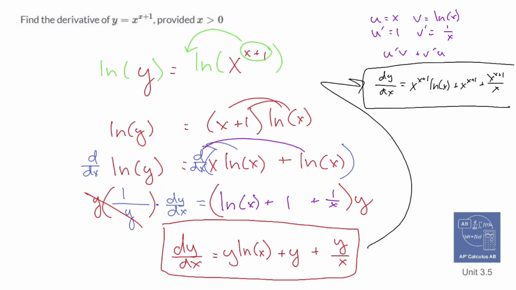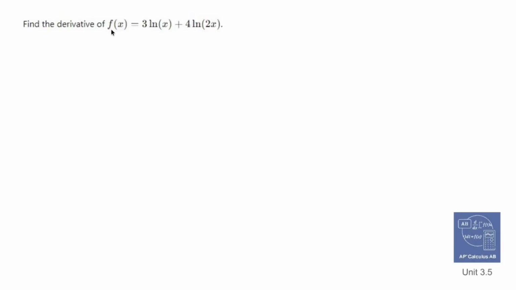I like them both, but maybe this guy's a little bit better. Find the derivative of f of x equals 3 ln of x plus 4 ln of 2x. Now you might be looking at this and saying, oh, that's not that bad. I mean, that's regular and that's chain rule. But since this is this section, we're going to think outside the box a little bit.